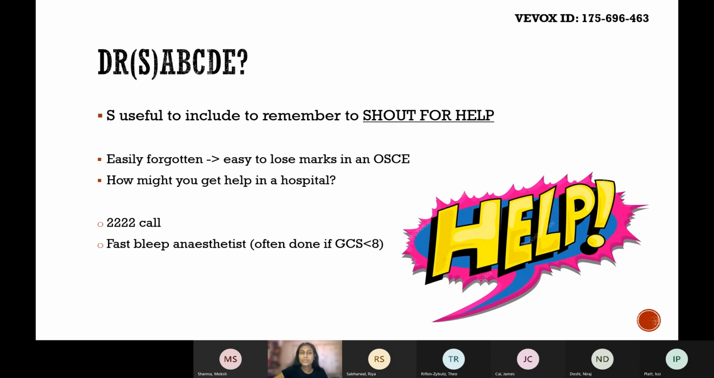2222. And also I've included here, you might want to even fast bleep the anaesthetist. They often say a GCS below 8. We'll briefly look at this, but if you find that there might be something to do with the airway that might require an anaesthetist present, then you might also want to consider their input as well. That might be situation specific, but just for you to be aware.